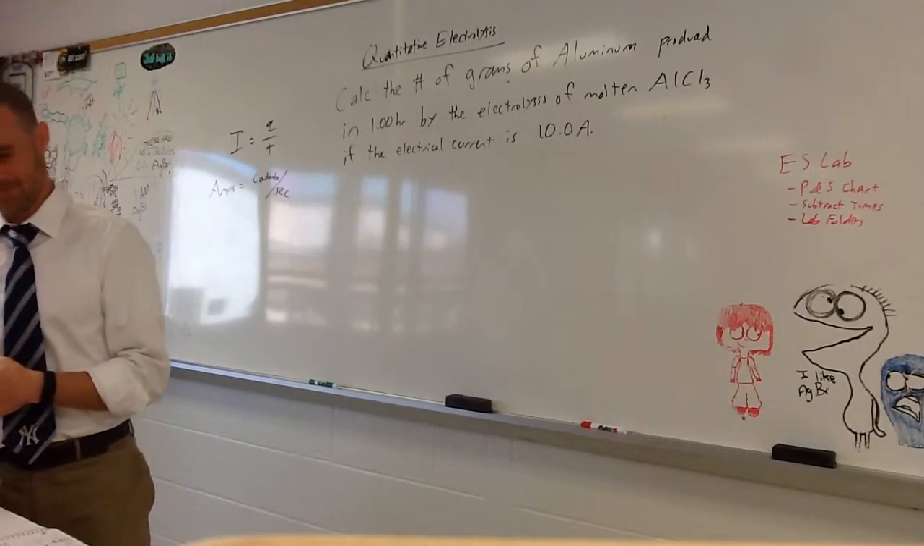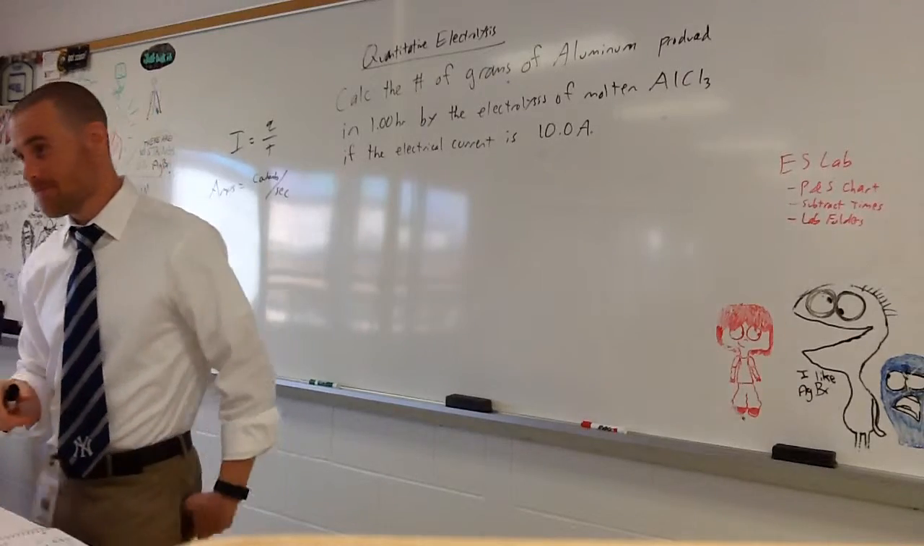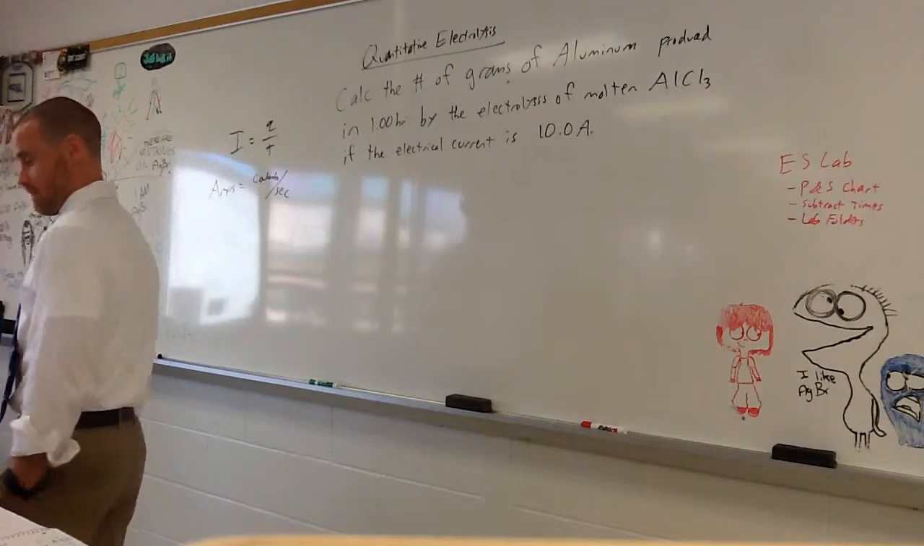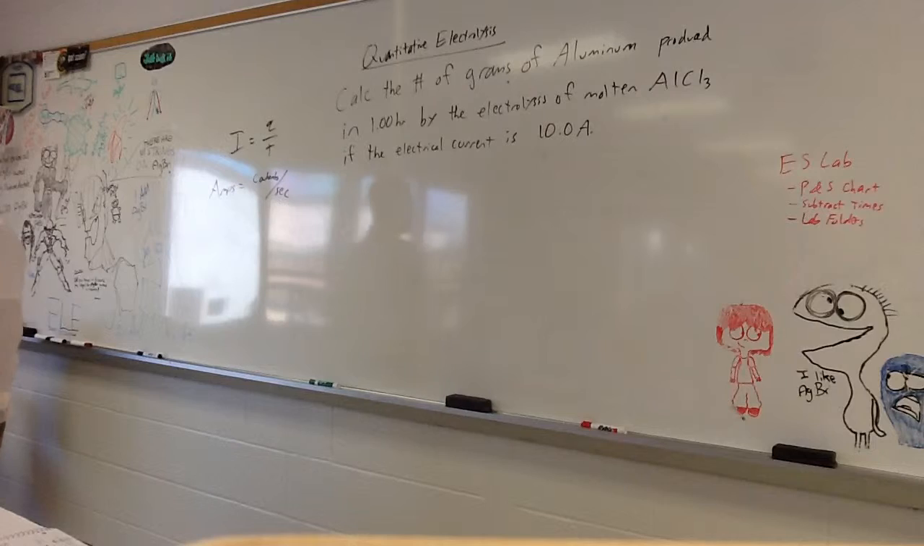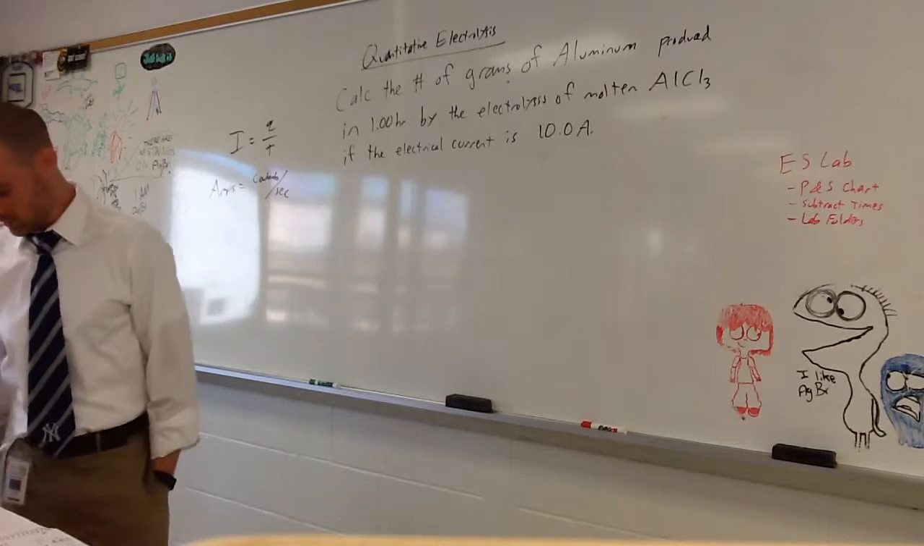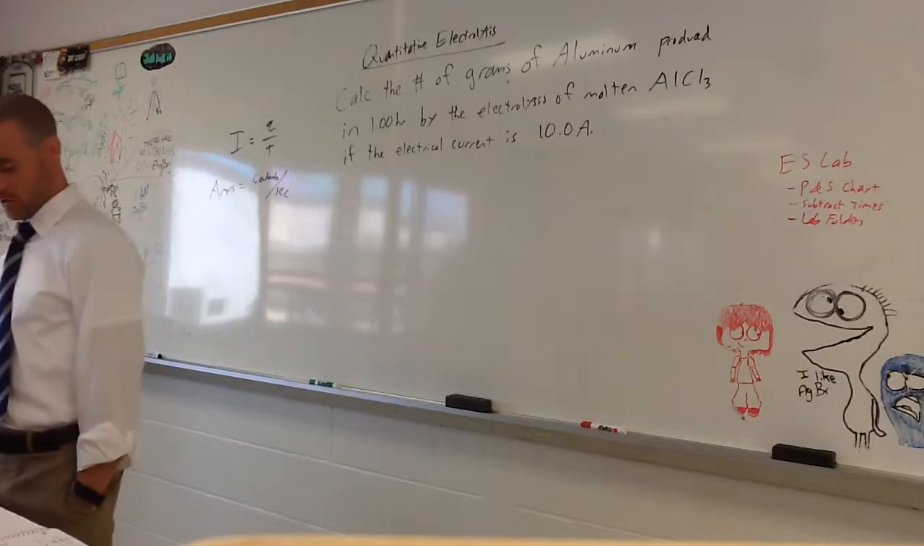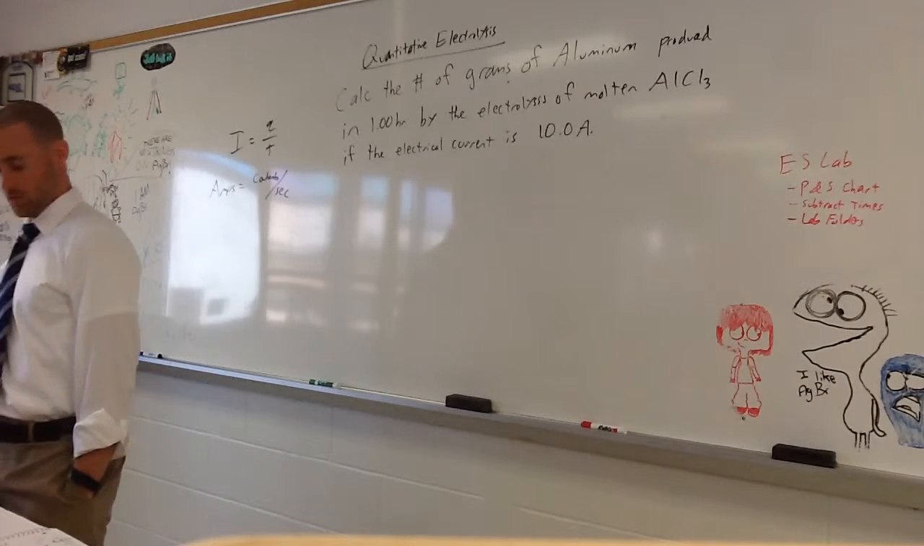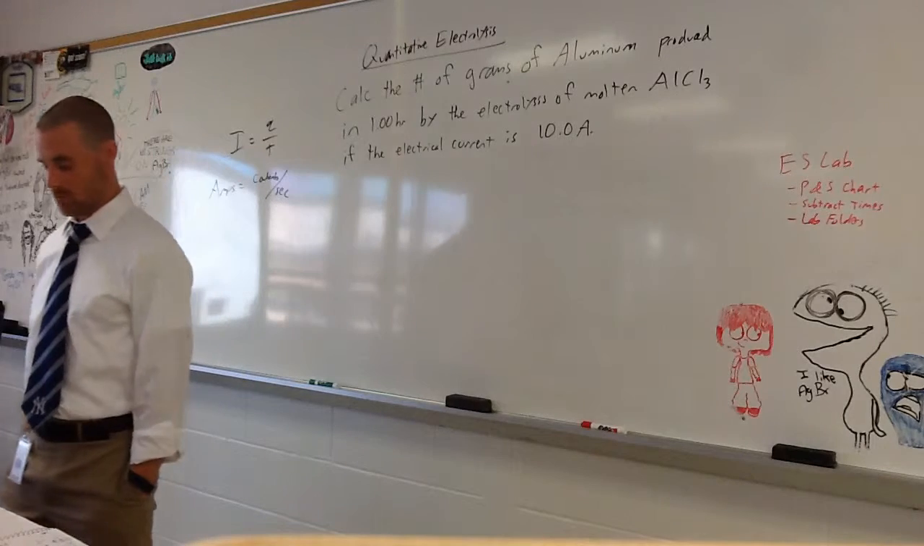What's that number? There it is. 96,485. That's how many coulombs are in a mole of electrons. 96,485 coulombs per mole of electrons.